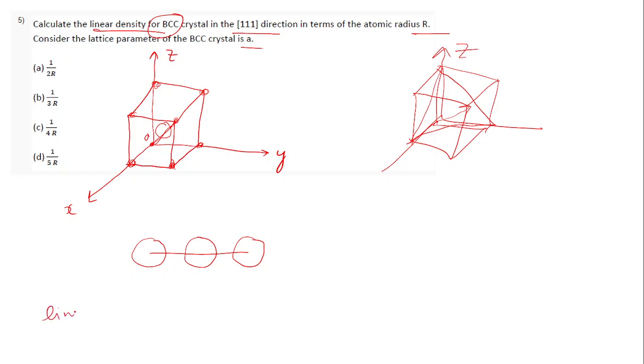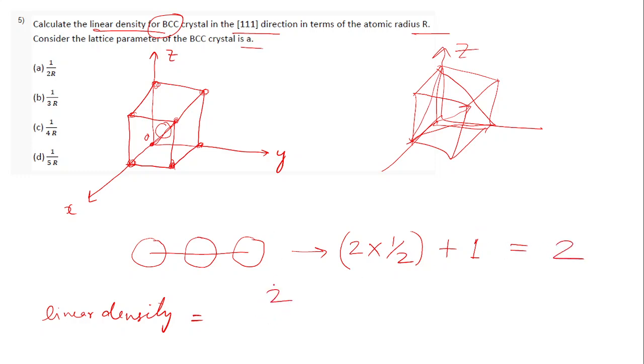So to find the linear density, what is our formula? In the numerator we have the number of atoms. So here, how many atoms are there in total? The corner atoms contribute half each. We have two corner atoms and their contribution is only half. And then we have one more atom which is completely lying on this line. That means from the corner atoms one, and then one in the middle. So in total we have two atoms on this line 1, 1, 1.